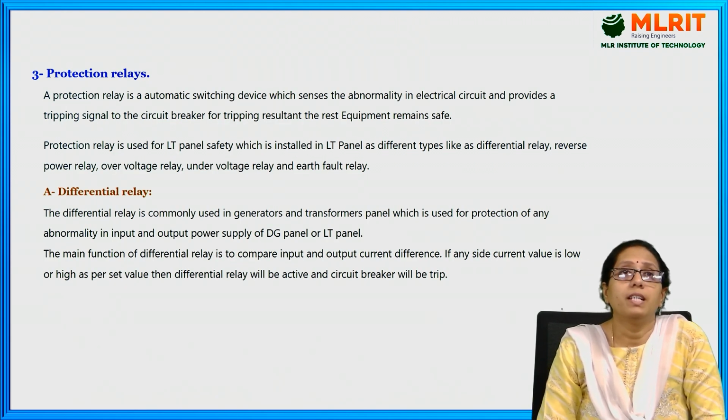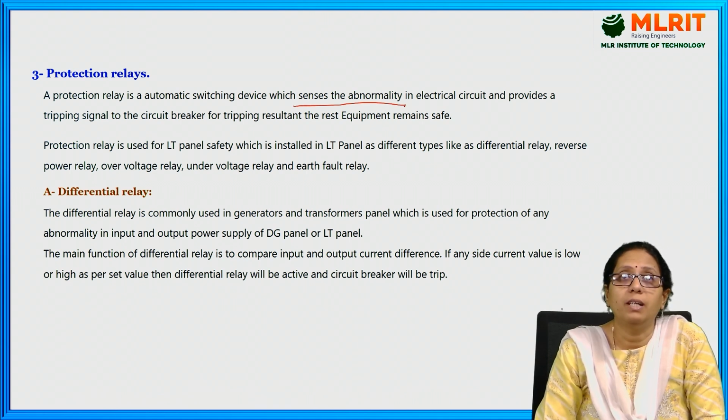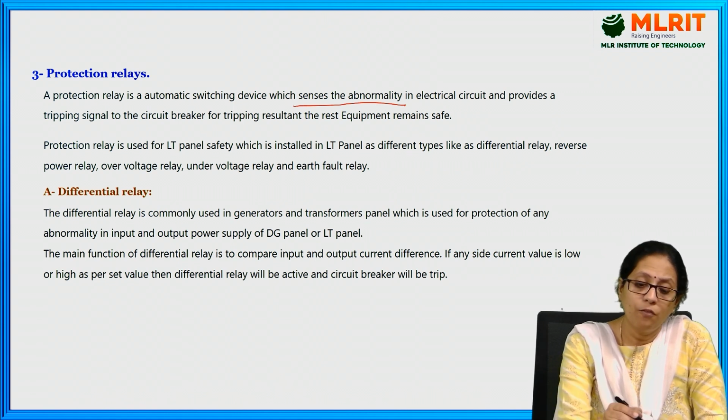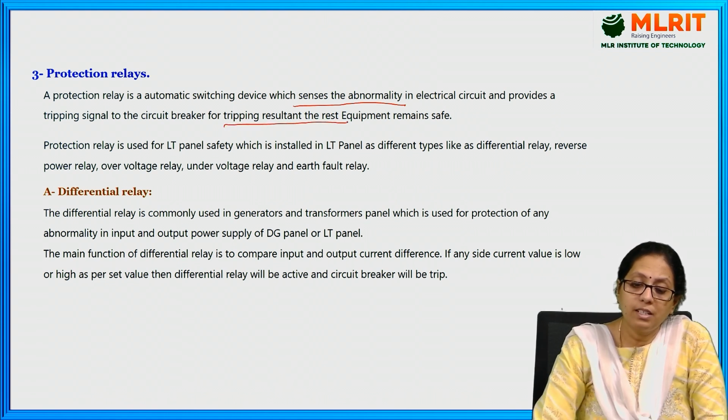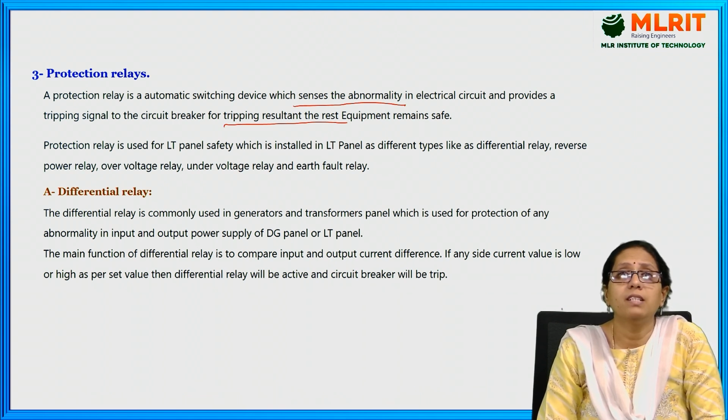The third one is protection relays. A protection relay is an automatic switching device which senses the abnormality in an electrical circuit and provides a tripping signal to a circuit breaker for tripping the remaining circuit, so that we can protect the remaining circuit.